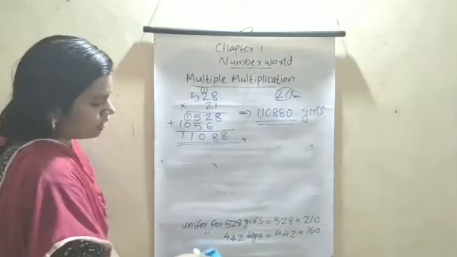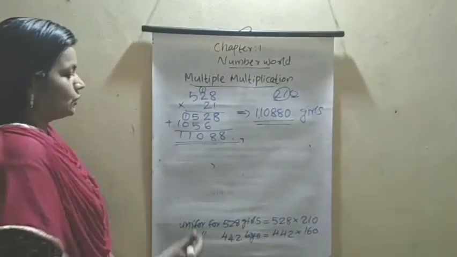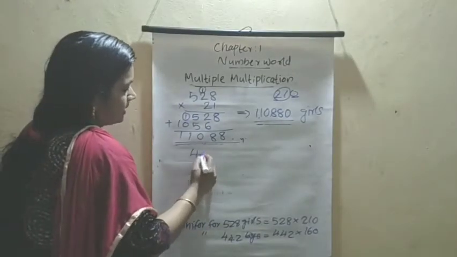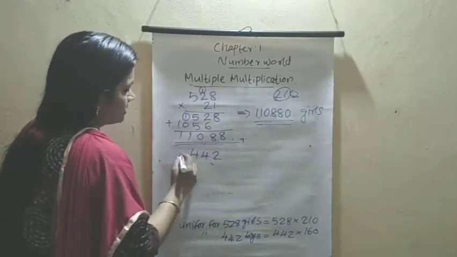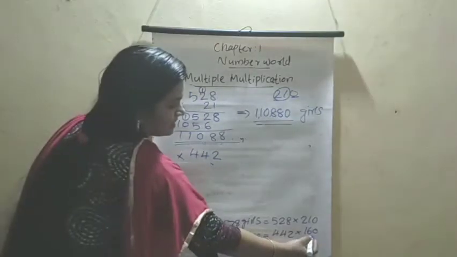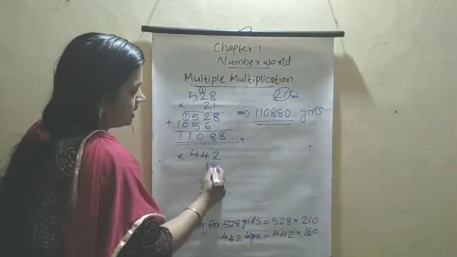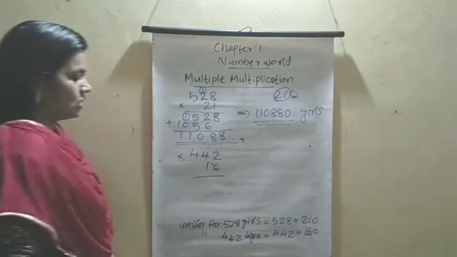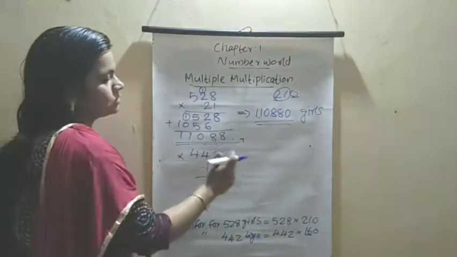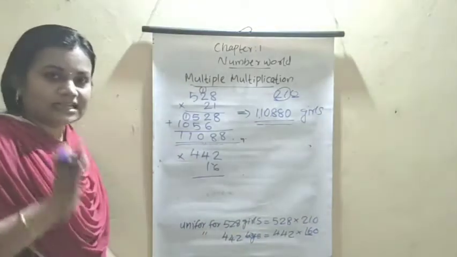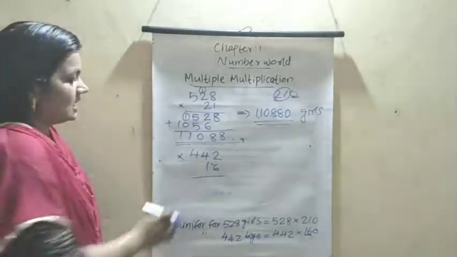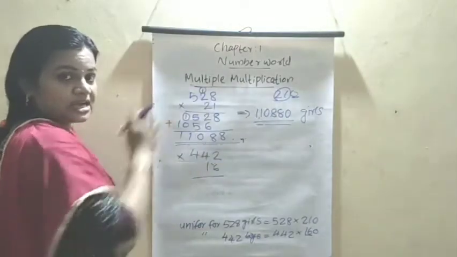Okay, then next we do the next one. The cost for 442 boys. 442 into 160. We select only 16, and keep a 0 here. So we can calculate 6 2s are. So you should study the multiplication table. Then what is 6 2s are?